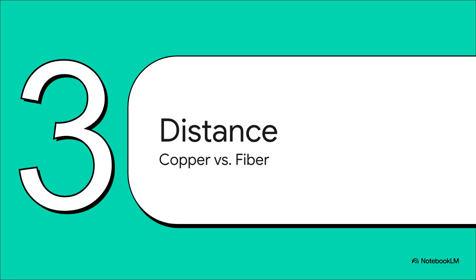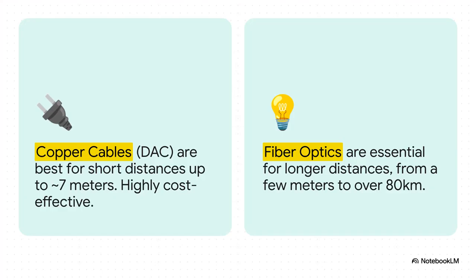All right, so once you've locked in your speed, the next piece of the puzzle is distance. You know how fast you need to go, but now you have to know how far. And this decision is what's going to determine the physical media you're going to use. And really, this choice boils down to 2 main options. For those really short distances, like connecting switches inside the same rack, direct attached copper cables, we call them DACs, are super simple and very cost-effective. But for pretty much anything beyond about 7 meters, you're going to need the power of fiber optics.